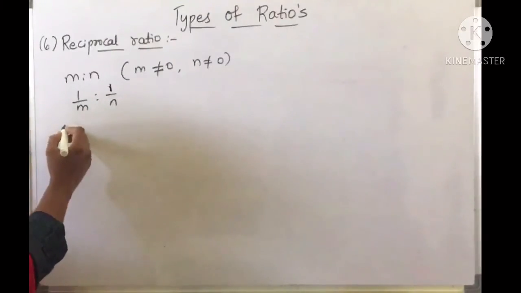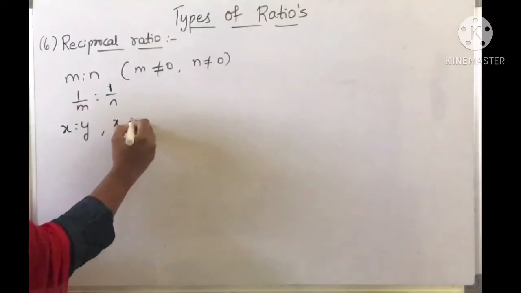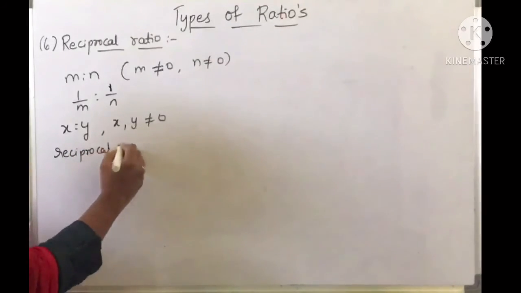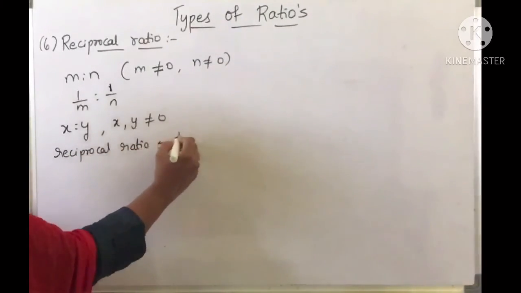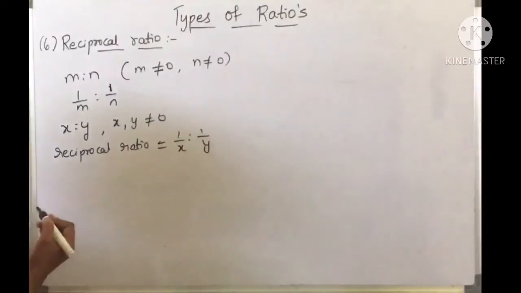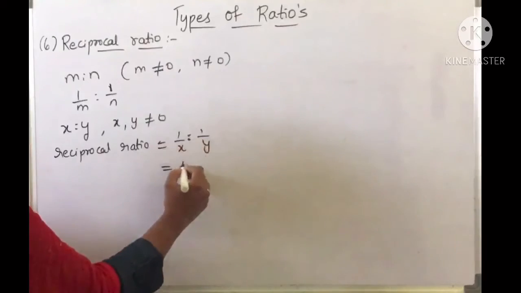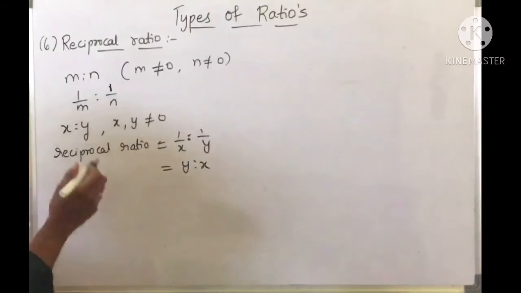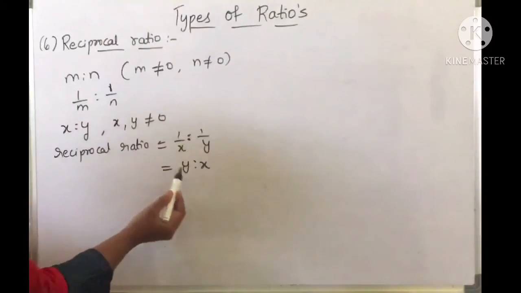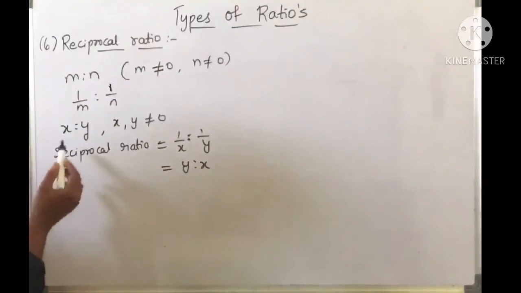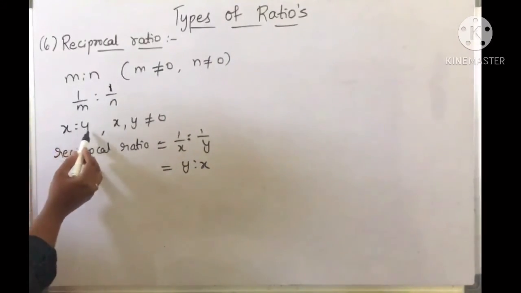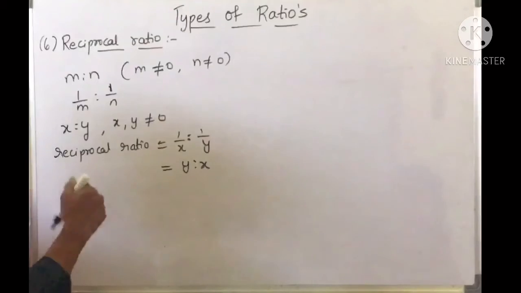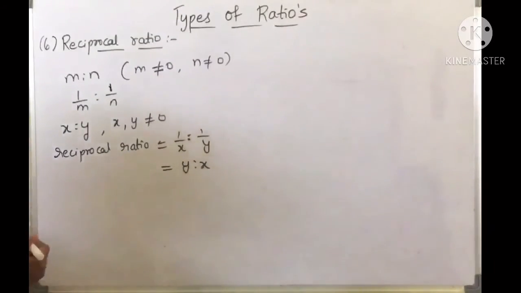Suppose I take x is to y, where x and y are not equal to 0. Then the reciprocal ratio is nothing but 1 by x is to 1 by y, and it can be written as y is to x when you do cross multiplication, right? Now similarly, we can say, here x is the antecedent and y is the consequent, right? If the antecedent and the consequent of a ratio are interchanged, the changed ratio is called the inverse ratio of the previous ratio.